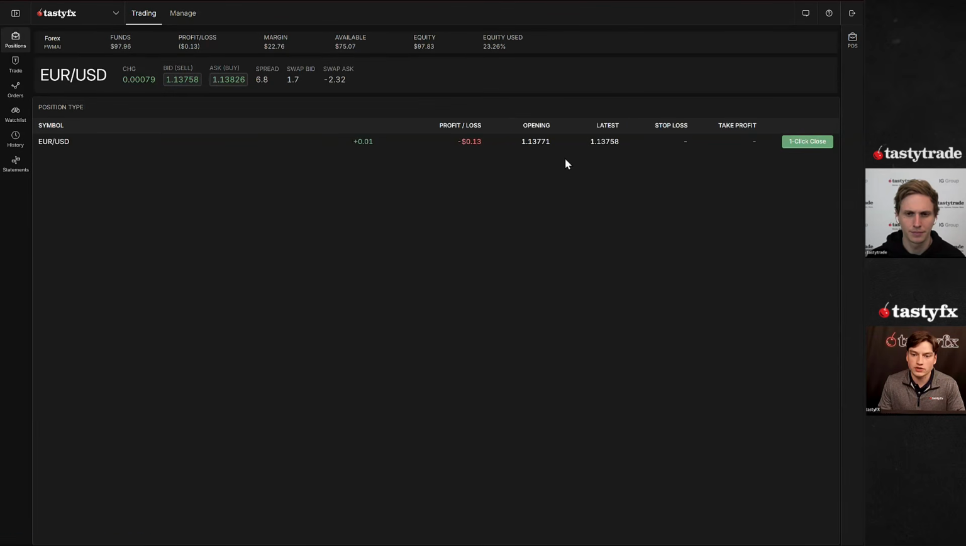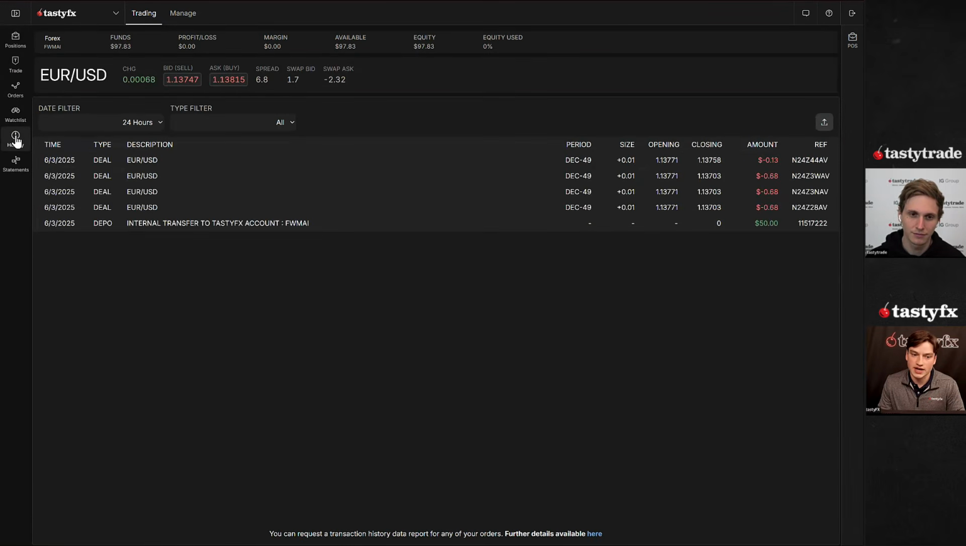Yep. And if we were to close this position using the one-click close, we would note the change in our top navigation here to our funds available, our equity, and how much margin we have currently allocated. And then we can go over to the history tab and see a record of all of those transactions, as well as funding.